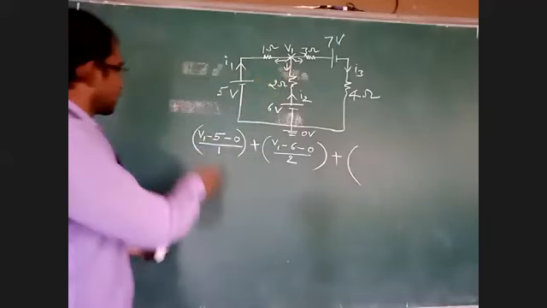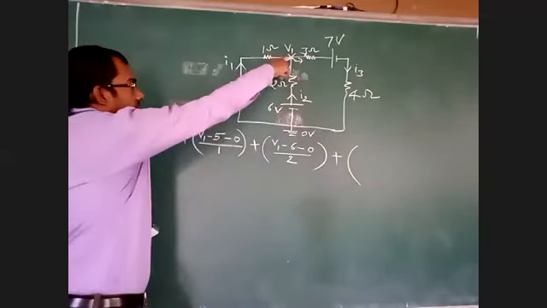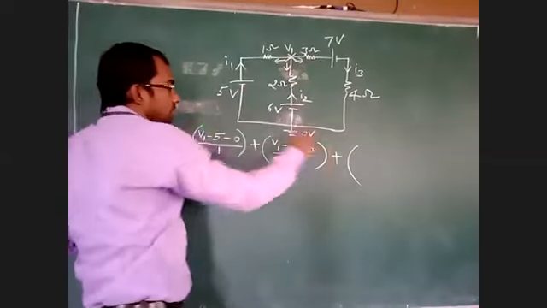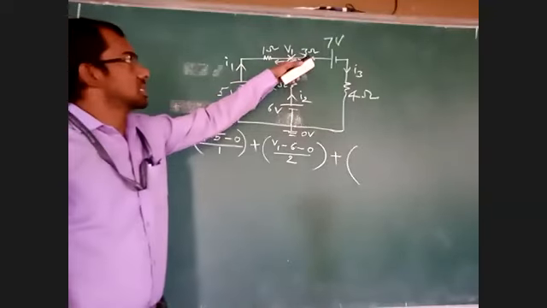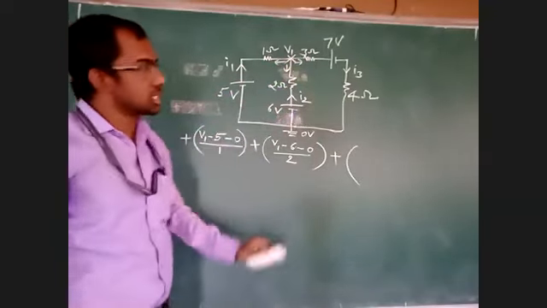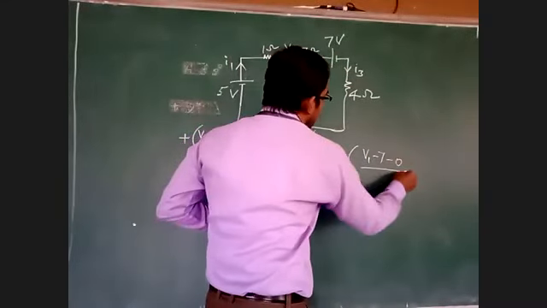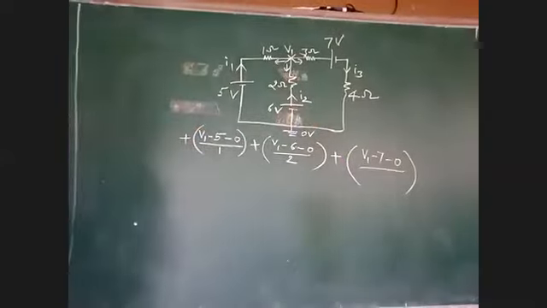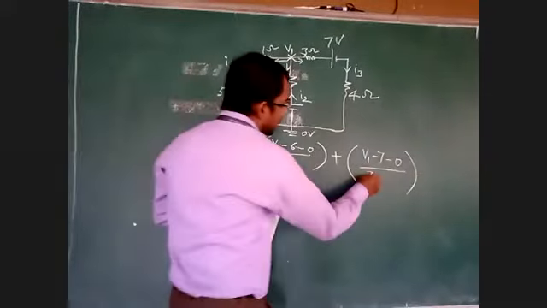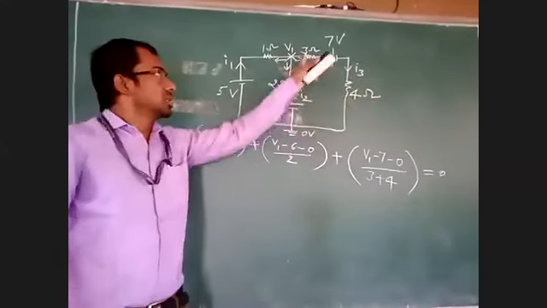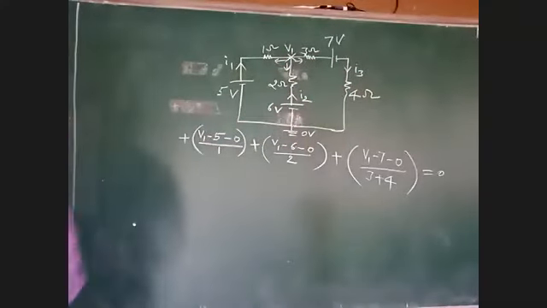See, this direction is plus. This direction is also leaving from this node, plus. This direction also leaving from the node, plus. The algebraic sum of all these currents at a node point is equal to 0. That is KCL. That is V1 minus 7 minus 0 by, what do you get? 7, by 3 plus 4. In this branch, 2 resistances are there in series, so we add the resistances.